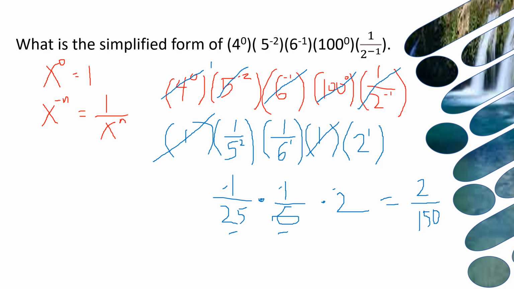And since this 2 over 150 is a fraction whose common factor on the numerator and denominator is 2, you can simplify this fraction by dividing both the numerator and the denominator by the common factor, which is 2, and you get 1 over 75. So that's the simplified form.